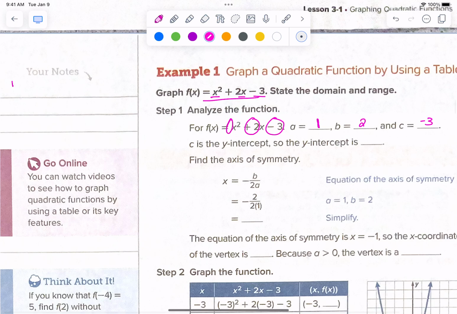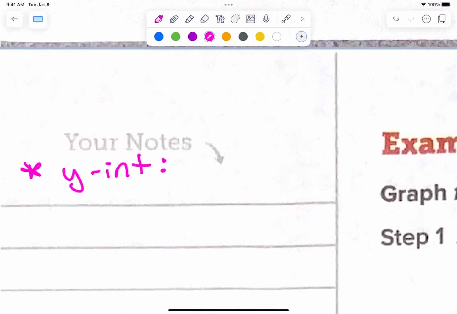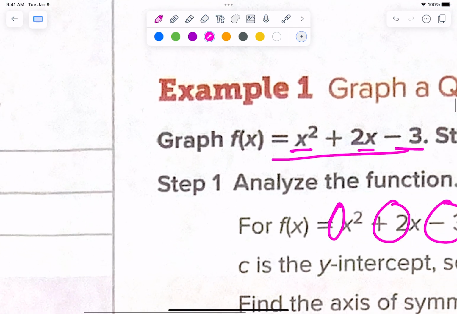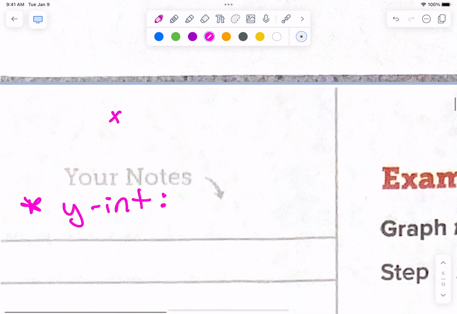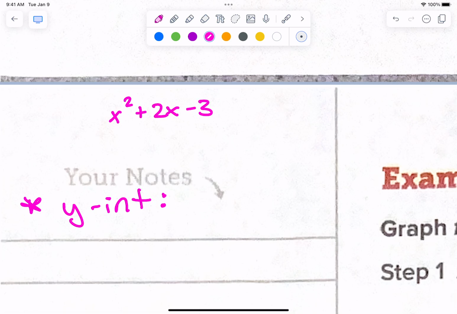Now, they're going to have us solve for a couple parts here. So I'm going to write them up here in the top corner so that you can remember them. We have something called the y-intercept. The y-intercept is where he touches the y-axis. So when we have this function, x squared plus 2x minus 3, how do you find the y-intercept? You plug 0 in for x. 0 squared plus 2 times 0 minus 3, what are you going to get? Negative 3.